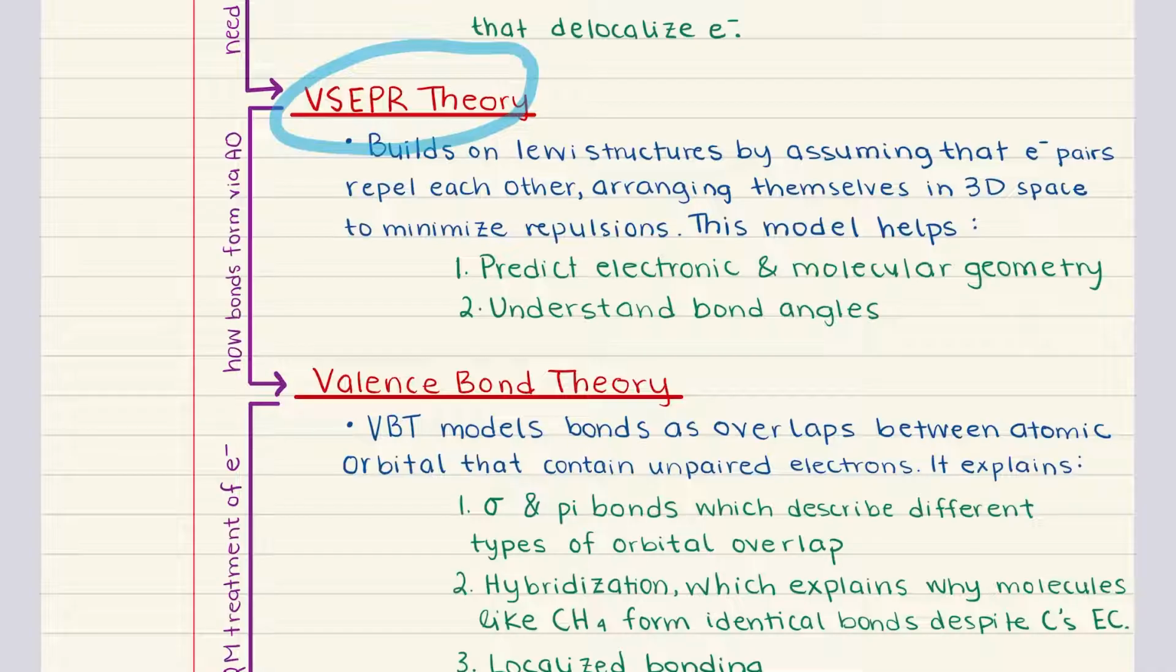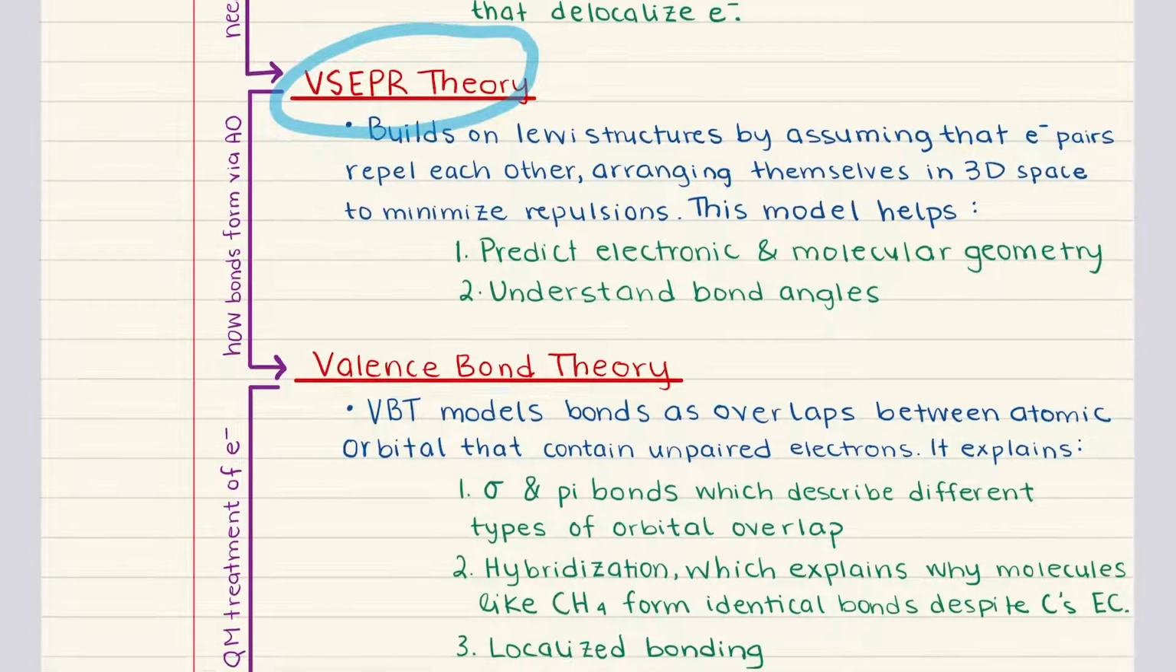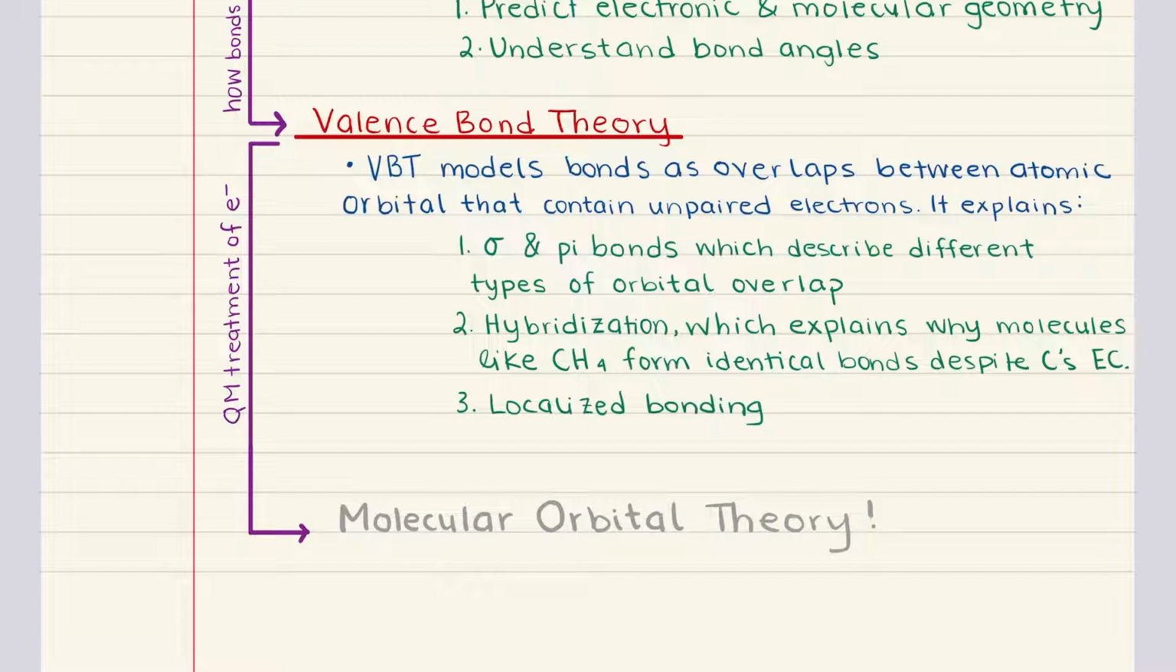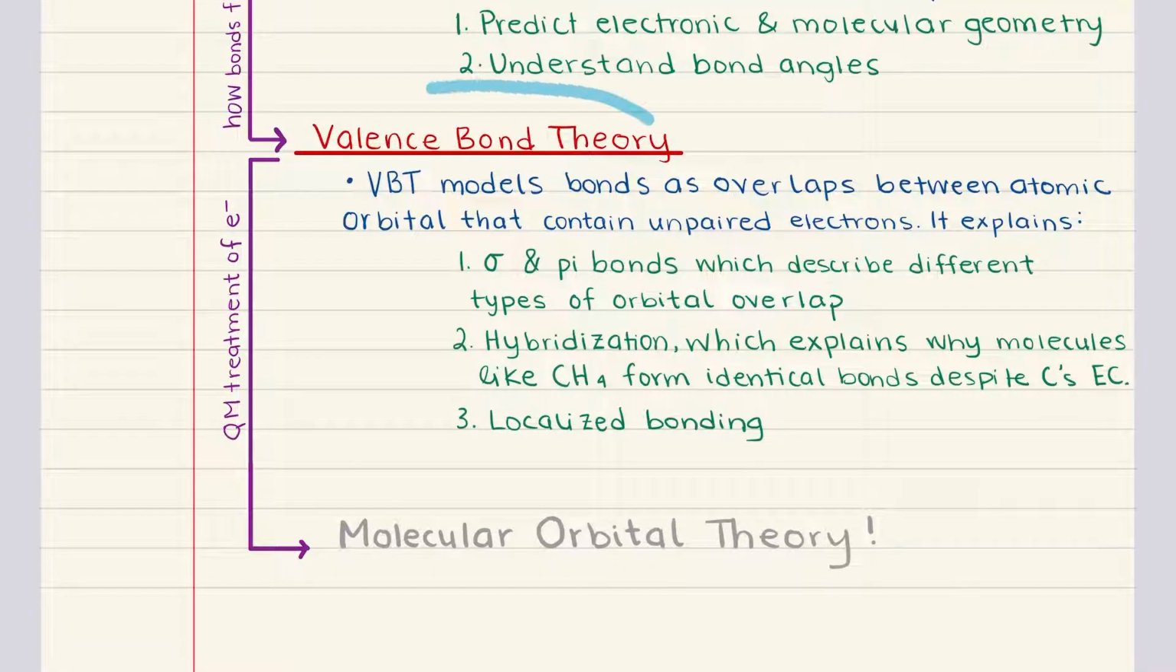However, while VSEPR tells us where atoms go, it does not explain why bonds form at the atomic level. To explain how atomic orbitals contribute to bonding, we need to talk about valence bond theory. This theory describes bonds as the overlap of atomic orbitals that contain unpaired electrons. It introduces the concept of sigma and pi bonds, and it explains the different types of orbital overlap that occur in single, double, and triple bonds.